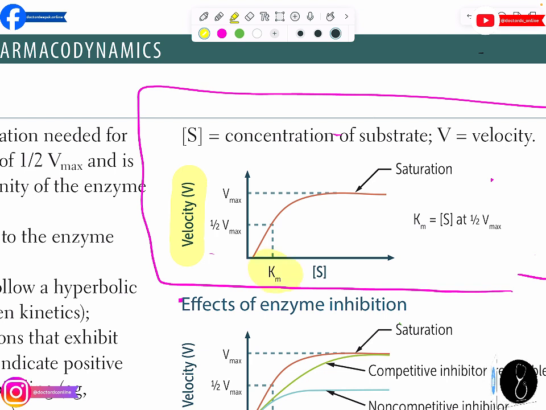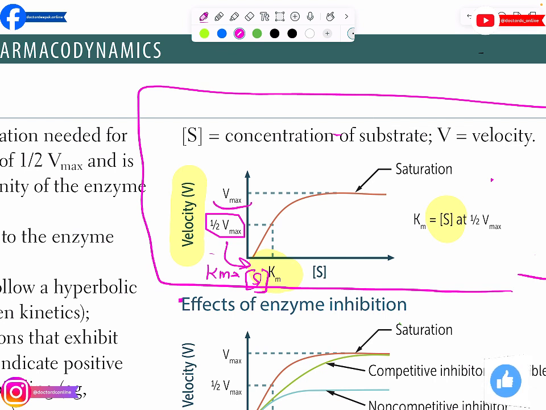Second is the Km constant. This is the substrate. Here, the second thing is that I already told you the half of the maximum will occur when Km is equal to the substrate. And I already told you that to achieve the Vmax, Km is approximately 0.